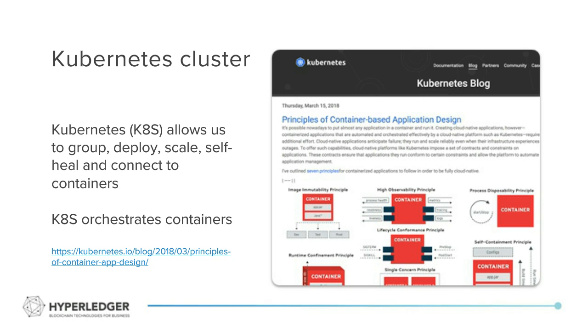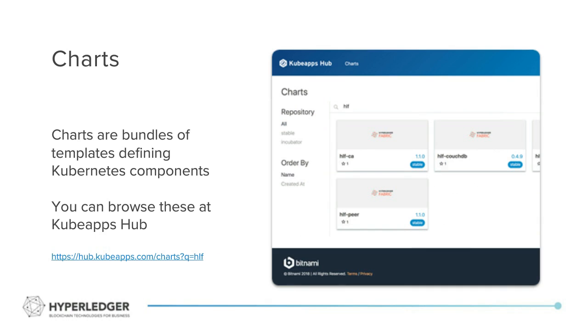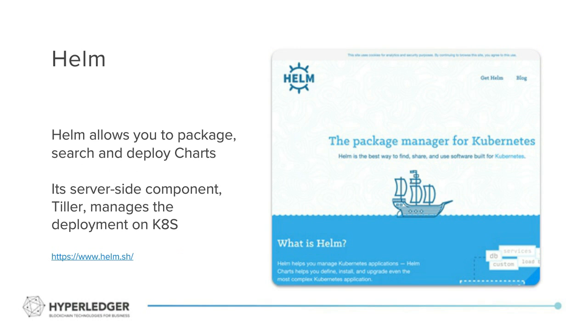All of these can be called orchestration, just like a director that ensures all the musicians play together. The next concept is charts. Charts are bundles of templates that define and group Kubernetes components into a neat package. They effectively act as cookie cutters for Kubernetes applications. You can browse these at the KubeApps Hub. Finally, Helm is the client-side tool that allows you to package, search, and deploy charts. On the server side, it communicates with Kubernetes using Tiller, which manages the deployment.